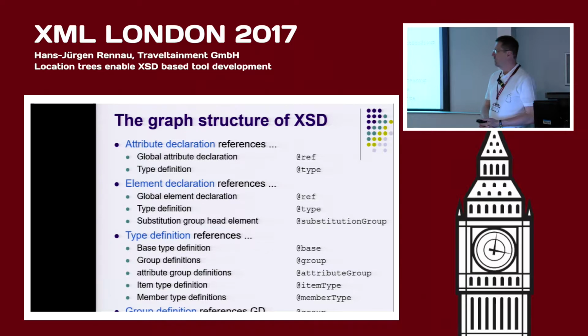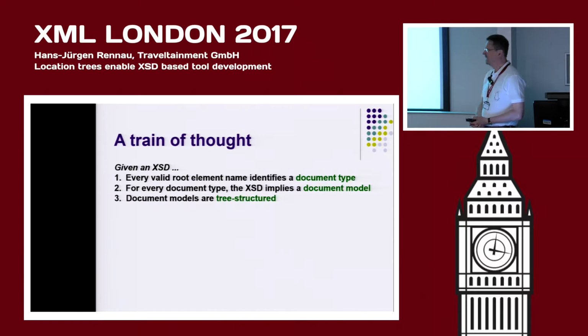So this slide summarizes the graph nature of XSD. It's not at all a design fault of XSD, because this graph structure is exactly what enables reuse of components. For example, a type definition can be used by many attribute declarations, element declarations, but also by other types as a base type, or as an item type, or as a member type, and so forth. So there we have this problem. Schema is as it is. There's a good reason why it is so, but the tree structure of the instance documents is locked away in this graph nature. And now a train of thought.